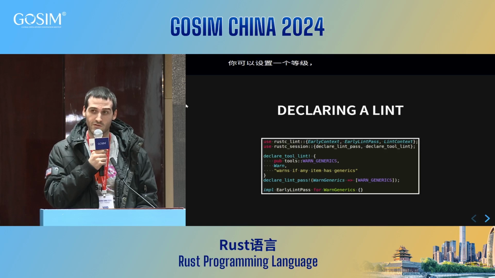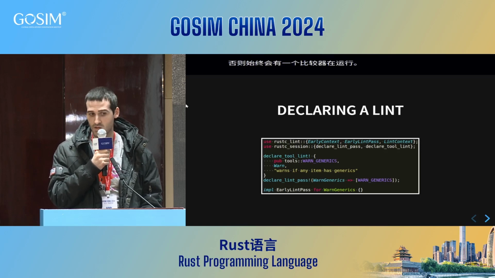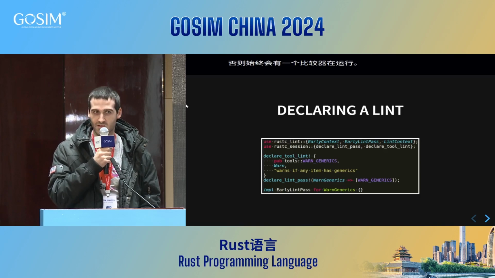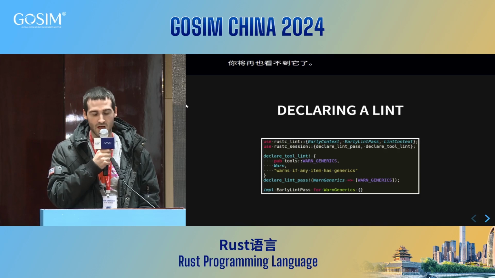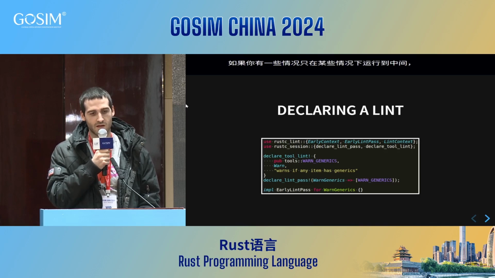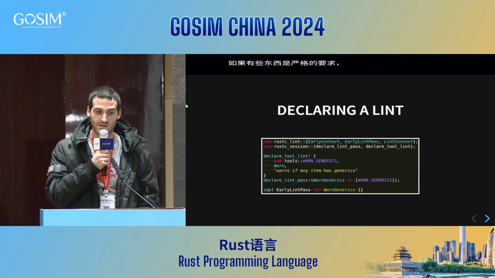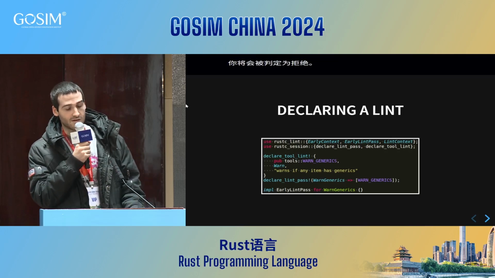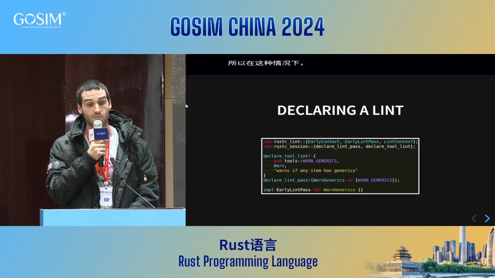So if you have some lints that you only want to enable in some cases, you will put them allow. And if some things are strict requirements, you will declare them as deny. And finally, the last line is the description of your lint. So in this case, it warns if any item has generics.